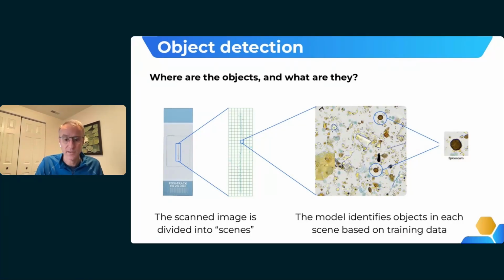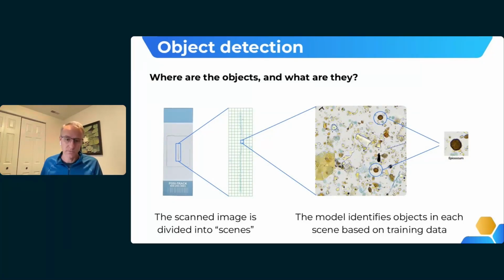Now, the key aspect to this is how do we produce an algorithm, which means a computer process that can take a picture like we've shown here in the middle and can find those specific examples of the things that matter. So in this case, we've highlighted a couple of Epicoccum, and there's lots of other things going on in that scene. And some of those are also important.